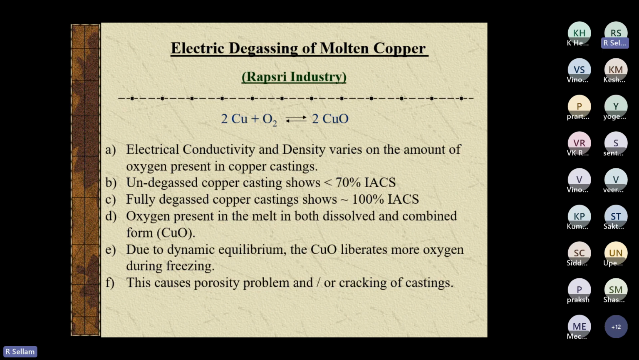The free oxygen level is decreased, so if you do degassing at a higher temperature, you can remove a lesser amount of oxygen. If you do the degassing at a lower and lower temperature, the maximum amount of oxygen can be removed. The remaining oxygen, which cannot be removed, remains dissolved and is liberated during freezing, and this causes some porosity problem or cracking of the casting.